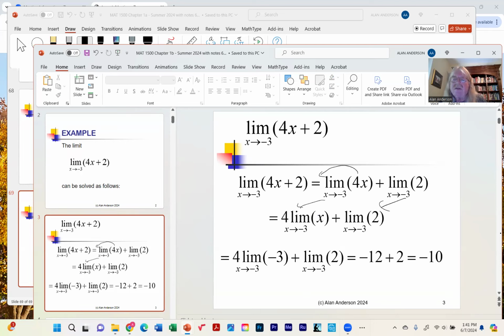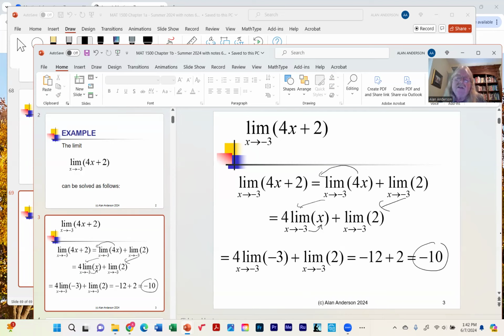And so here, you're basically just plugging in the -3 into x. This is a constant, so that's actually our limit. So we're going to end up with 4 times -3, plus 2, and we end up with the final result of -10. So we basically applied a couple of different properties here to come up with our answer.